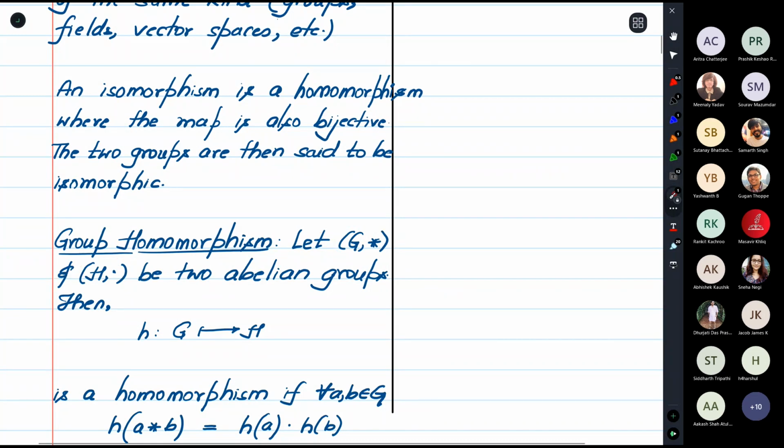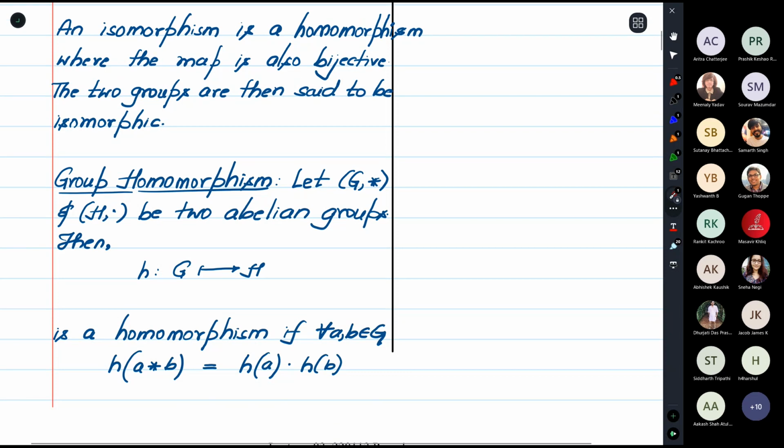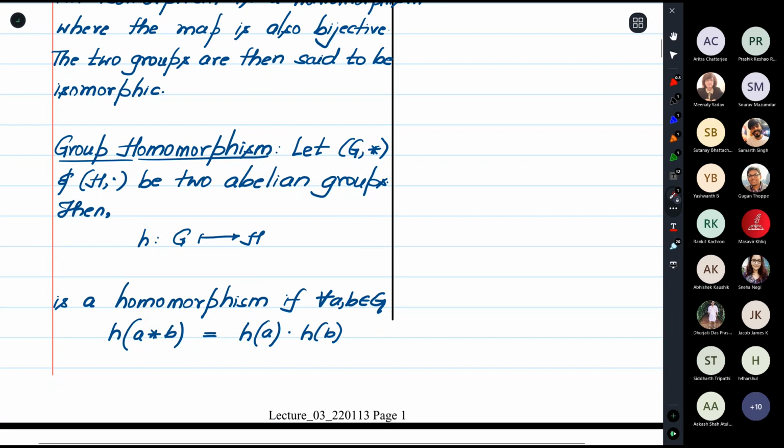Notice that the sets are different, and we can also consider the case that the operations themselves are different. We have been told that these two objects are abelian groups, and now we have a function h which goes from G to H. Notice that this function h takes as input an element of this set G and spits out another element, let's say h of g, which is an element of H. So it takes an element of G and spits out an element in H.